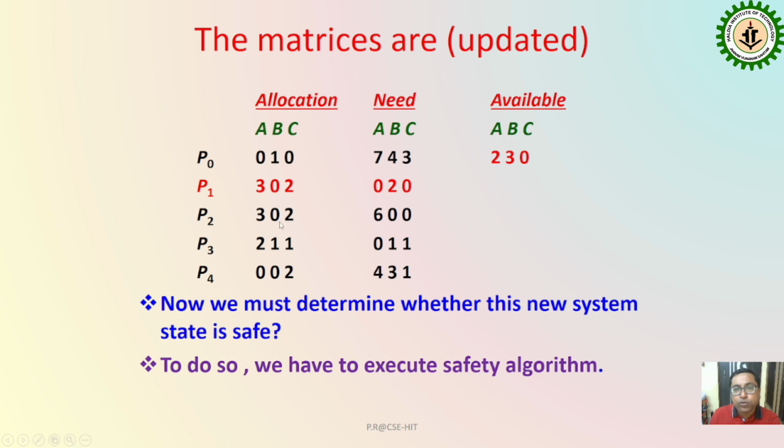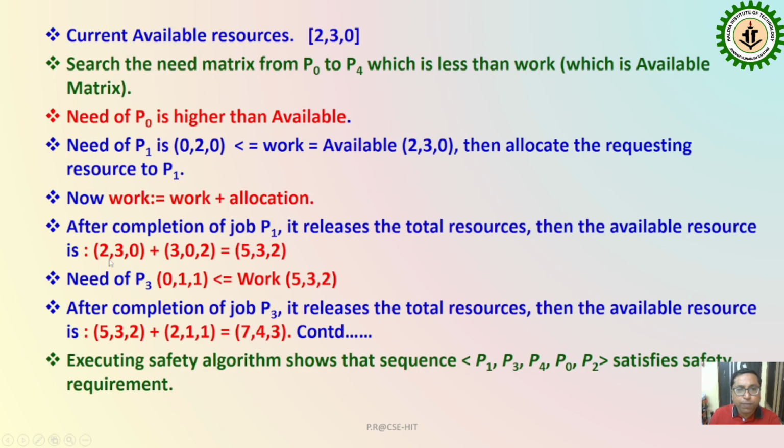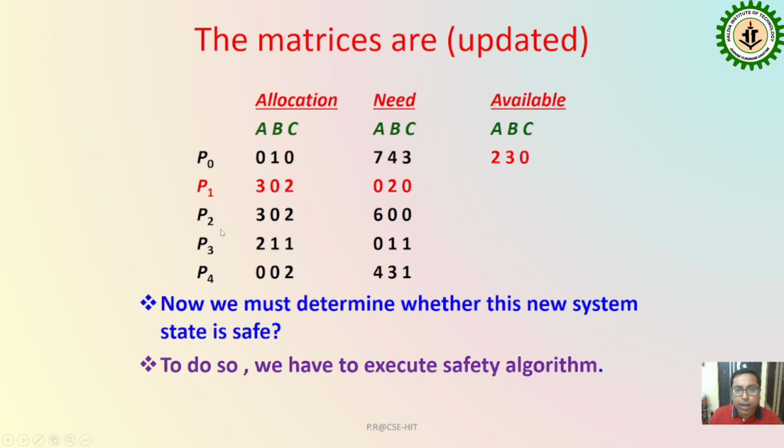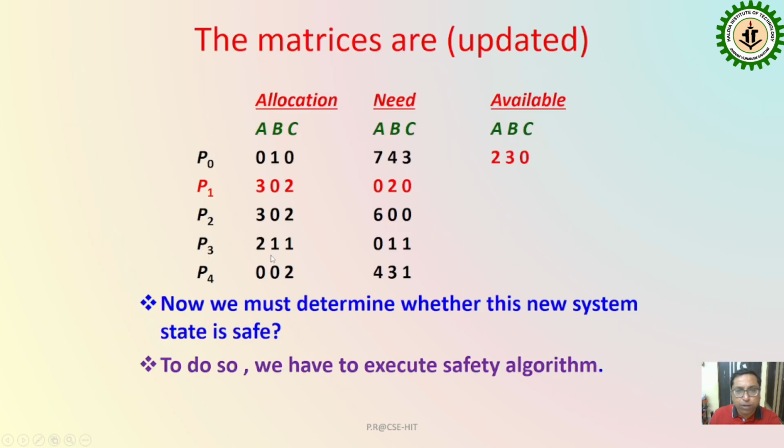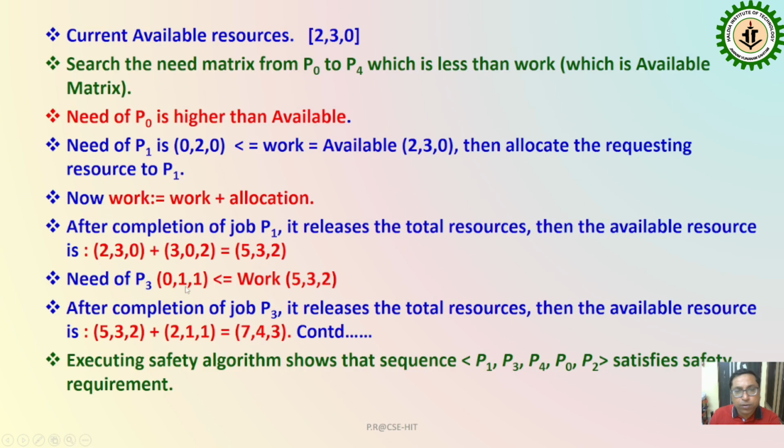Now again we have to search. The need for P2 is 600 and the available is 532, so it is not possible. Next we go to P3, whose need is 011. This will be satisfied. After completion of the job P3, it releases all its resources, then the available resource is 532 plus 211, which is 743.